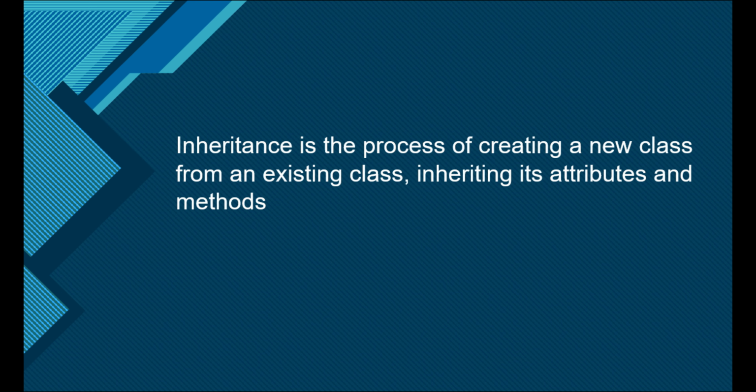Inheritance is the process of creating a new class from an existing class, inheriting its attributes and methods. This allows you to reuse code and avoid duplicating functionality. In OOP, inheritance is achieved through the use of parent and child classes, where the child class inherits properties and methods from the parent class.